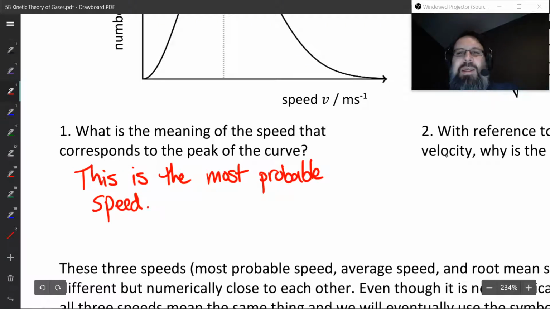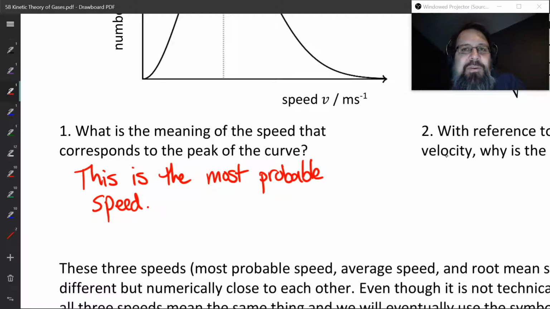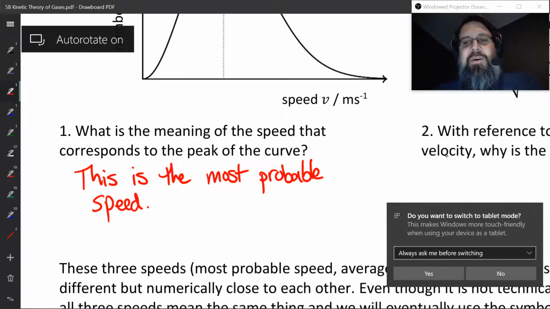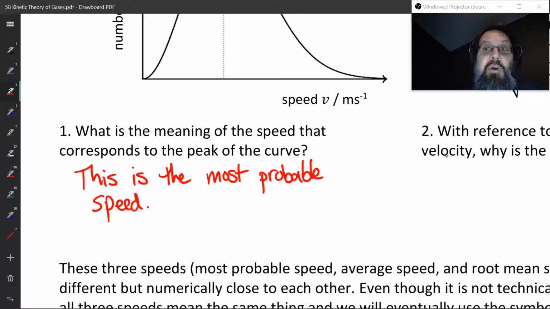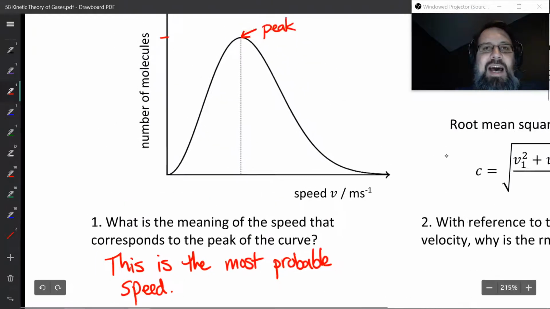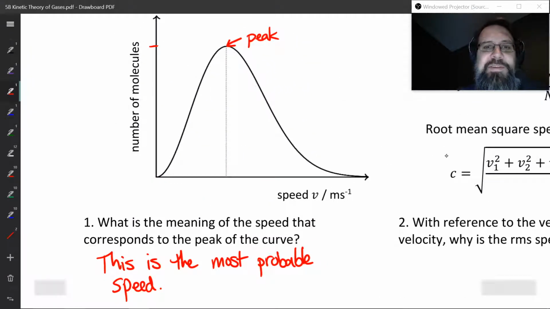So the way to think about that is like if you just took a particle at random and grabbed it. I'm taking my keyboard off right now. If you just took a random particle and grabbed it, most likely it would have this speed. It would have the highest probability of this speed. So we call it the most probable speed.